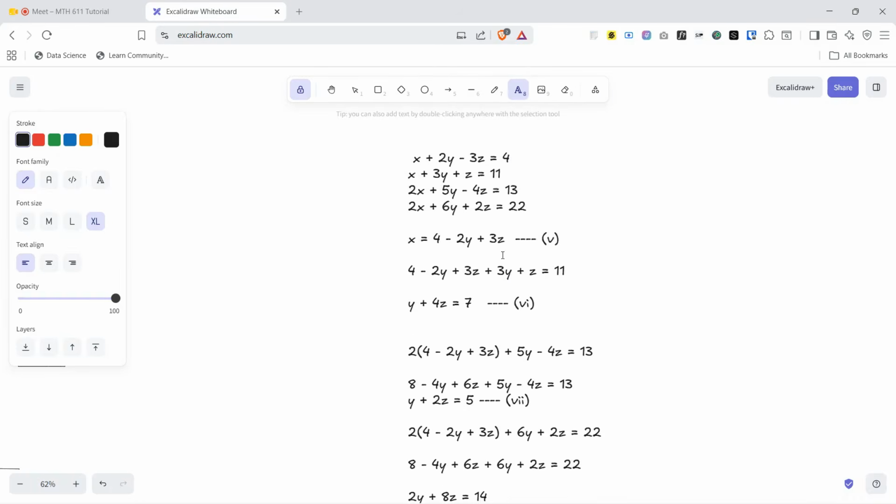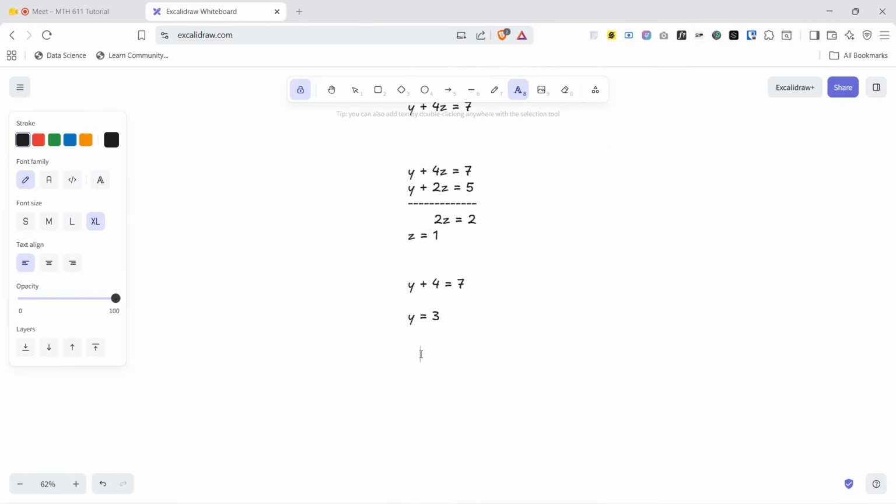So equation 5 is, I'm just going to copy this. So this is equation 5. So x would be equal to 4 minus 2y, that would be 2 times 3, that would be 6. Plus z is 1, so that would be plus 3. So it means our x would now be 4 minus 6 is minus 2. Minus 2 plus 3, that's 1. It means x equals 1, y equals 3, z equals 1. And that is the answer, 1, 3, 1.